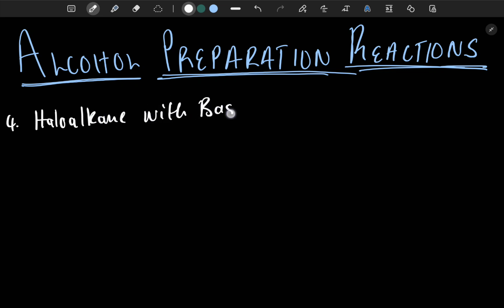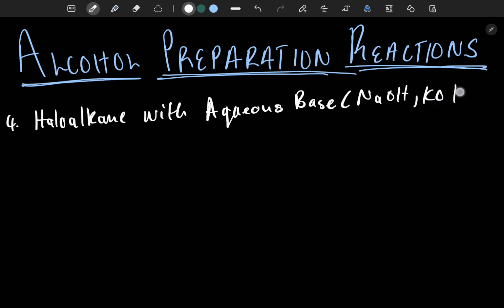Haloalkane with a base, like NaOH or KOH. You need a base, and this base has to be aqueous, because it has to be in water. With aqueous base, we can call it an alkali now because it's dissolving in water. A base that dissolves in water is called an alkali. But let's just say aqueous base, NaOH or KOH, whatever you see.